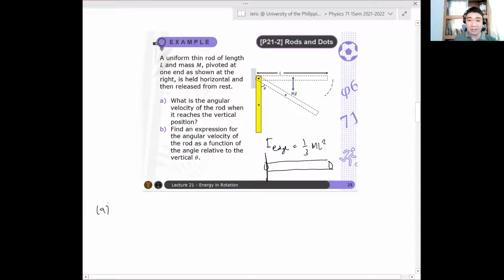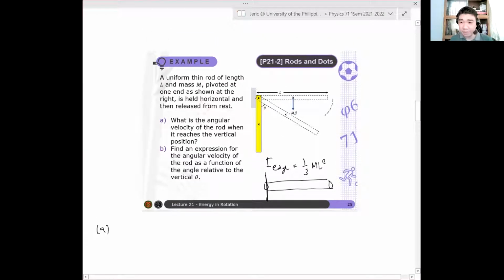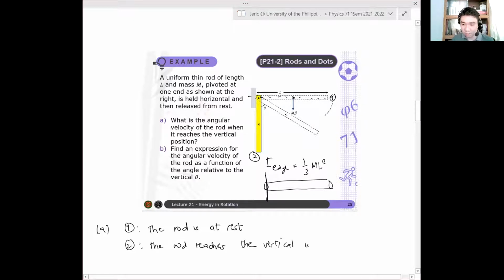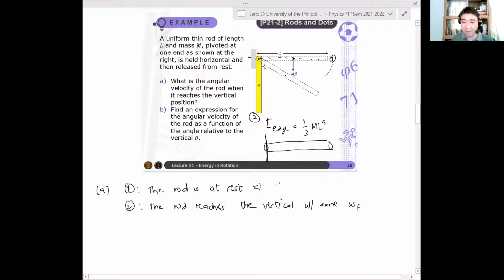Okay, sige. So first, what is the angular velocity of the rod when it reaches the vertical position? Para natin hahanapin yan. Pansinin mo, ang center of mass bumaba, di ba? So therefore, pwede mong isipin to na may initial and final states ka. If this is my state 1, and this is my state 2, then my initial state, state 1, is that the rod is at rest, and the rod reaches the vertical position with some omega final. Okay, now let us assume that in our coordinate system, we set y equals 0 at the initial position.